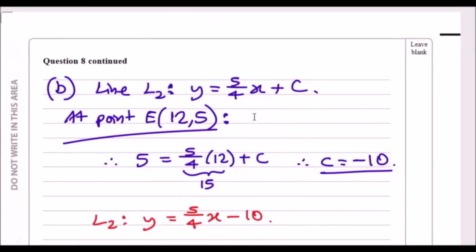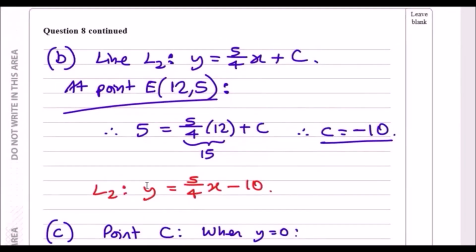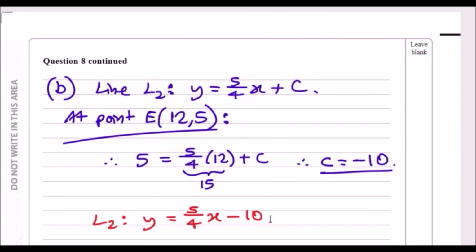So what I did over here, I put everything down. At point E, you can just plug this in, x is 12, y is 5, into this L2 equation, and just solve for c. So when you plug in y is 5 and x is 12, you can simplify 5 over 4 times 12 into 15, because 4 goes into 12 3 times, so you get 5 times 3, or you can do 60 over 4, which is 15. Either way, quick mental maths, solve this and your c is negative 10. And that's your line for L2. Same equation, but minus 10.